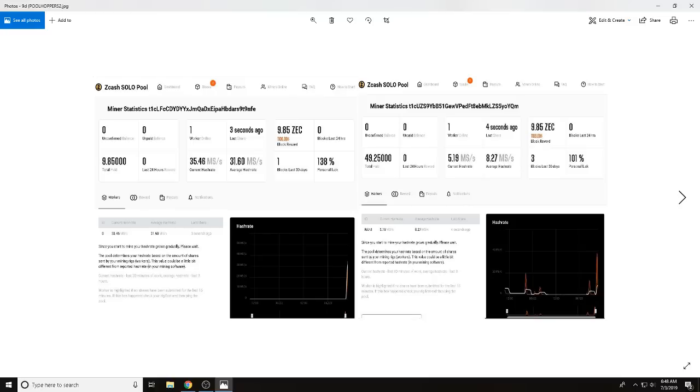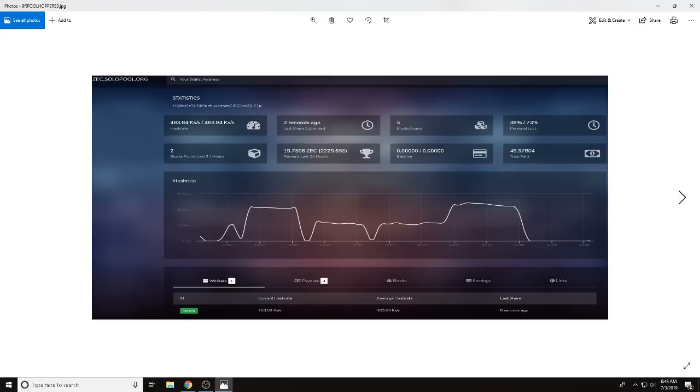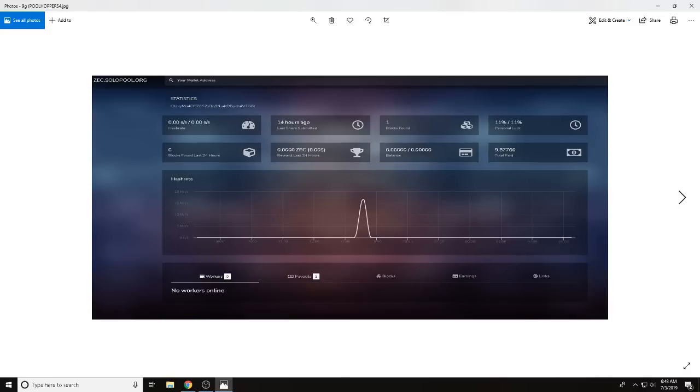Here's more pool hoppers as well. I did check over on some other solo pools, and you can see once again pool hoppers. It's not anything new. This happens all the time. It's an easy way to get blocks.